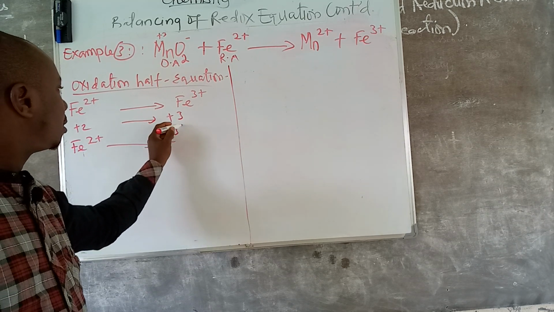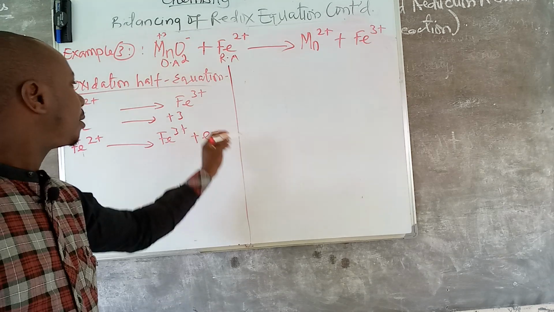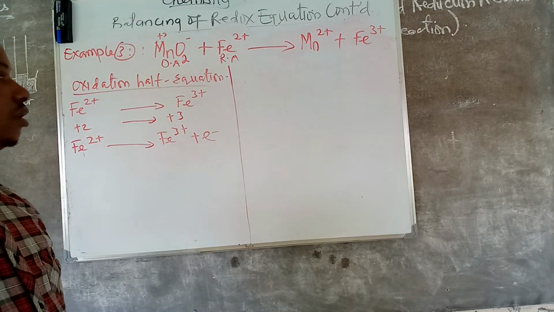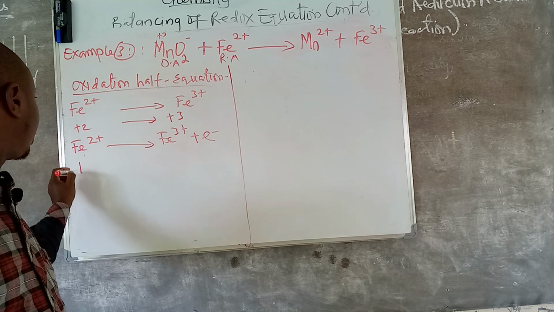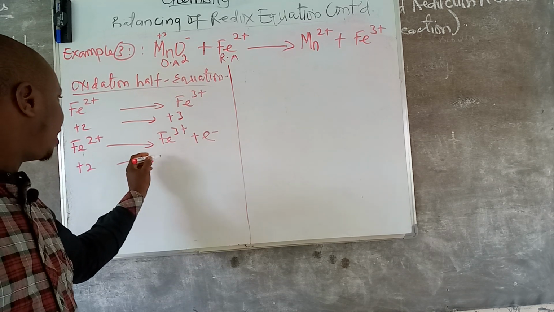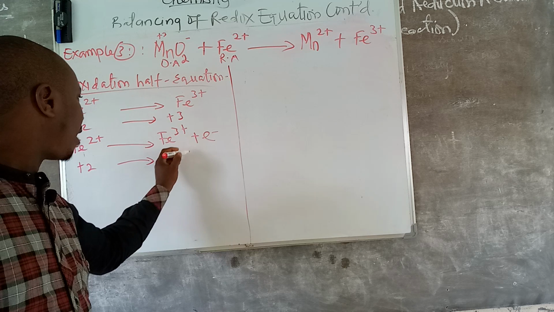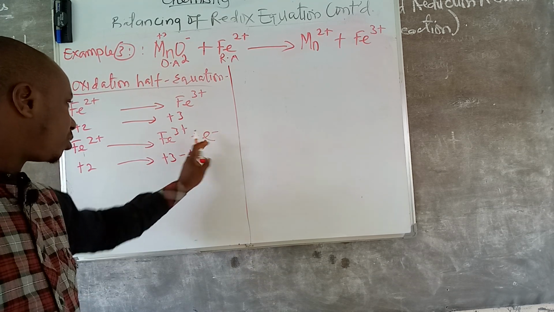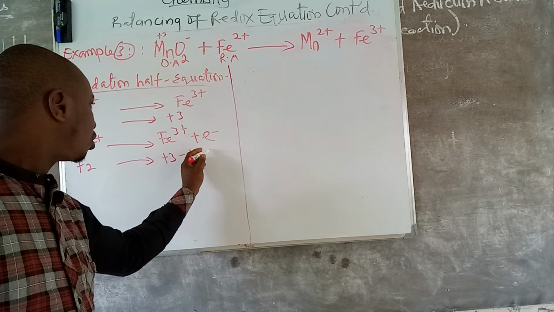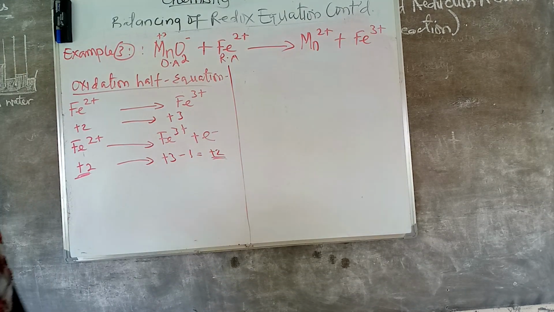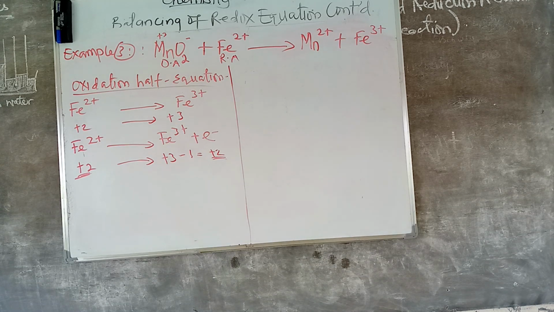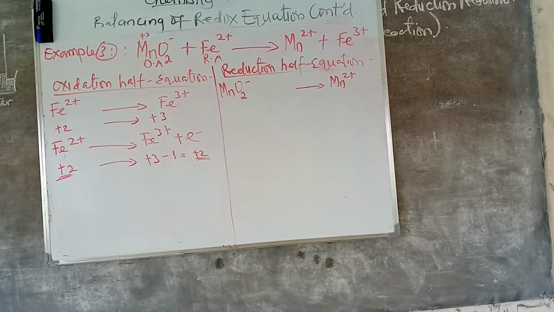You add electron here. 1 electron. Because this side is +2, this side is +3. What do you do now? So if you check very well, here it has become +2, and here has become +3 minus 1 electron, which will give us what? +2. So the number of charge is now balanced. Let us go to the reduction half equation. This is the reduction half equation.